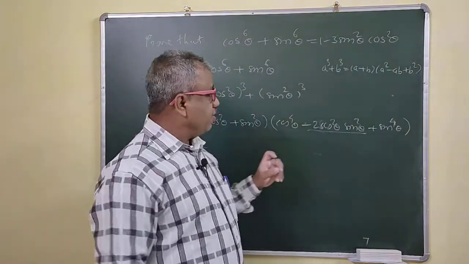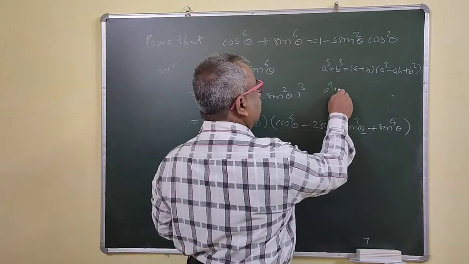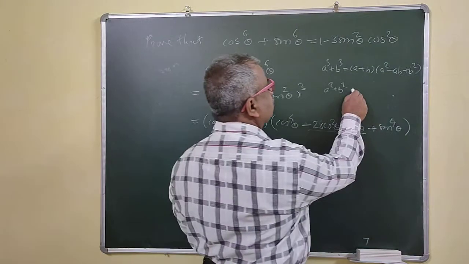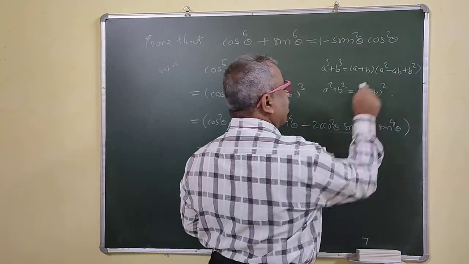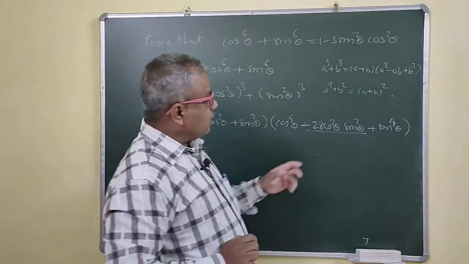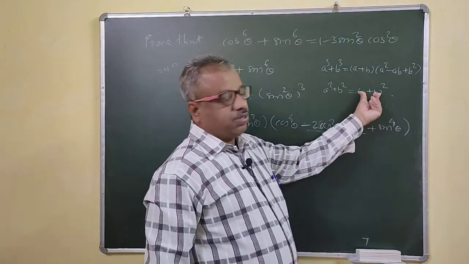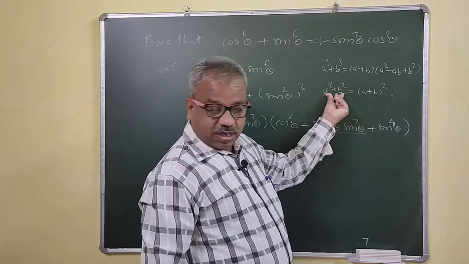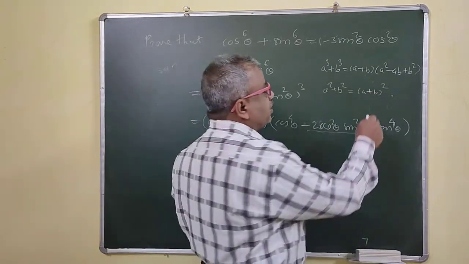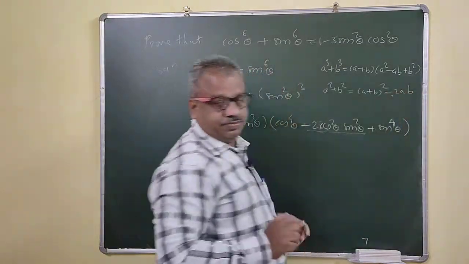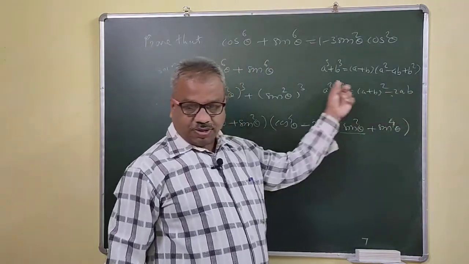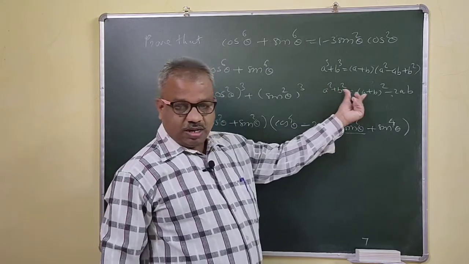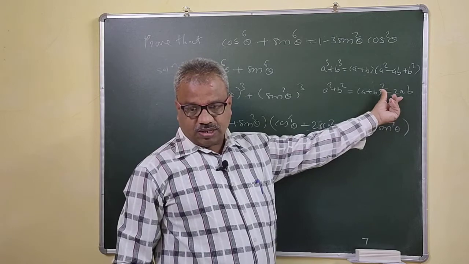Again this is of the form a square plus b square. How can you write a square plus b square? This is a plus b bracket square, right? If you expand a plus b whole square, what we get is a square plus b square plus twice ab, but the middle term is not there. So we'll subtract this one, minus twice ab, right? Now if you simplify this, we get a square plus b square. That means instead of a square plus b square, you can write a plus b whole square minus twice ab, right?